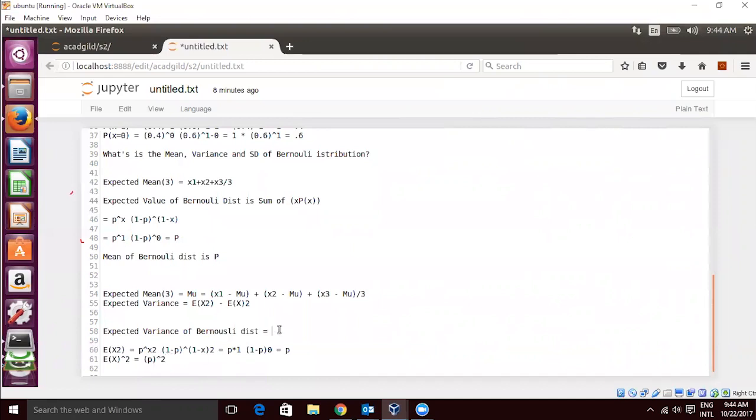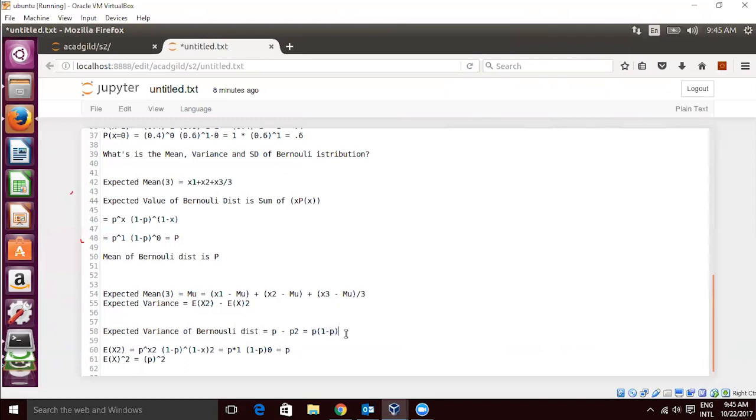E of x square is p minus E of x whole square, which is p minus p square. Okay, so now I take the common value p, which is 1 minus p. So p into 1 minus p is the variance of a Bernoulli distribution.